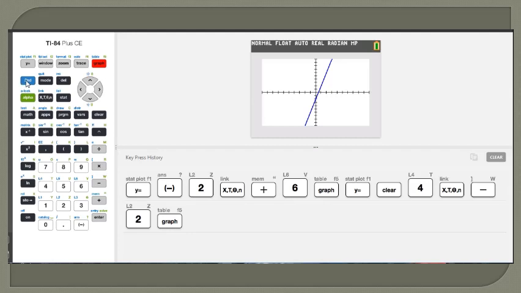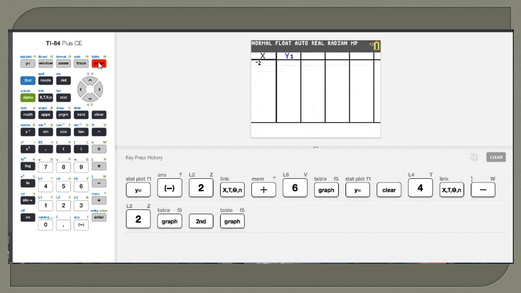Now, I can go in here if I wanted to see the table that this linear function created. I can hit second graph, and it's going to bring up a table. And here we can see and confirm that when x is equal to 0, y is equal to minus 2, that then is the y-intercept. What about the x-intercept? Well, I can do this.